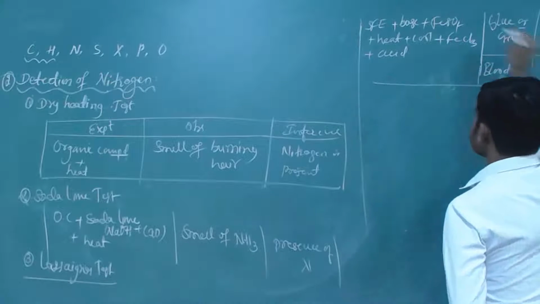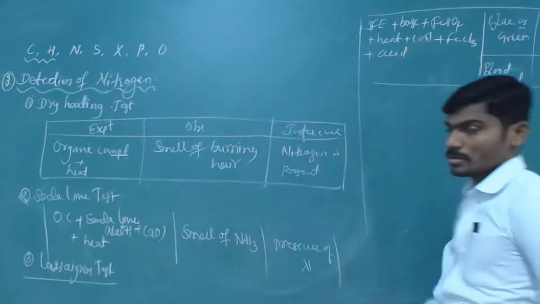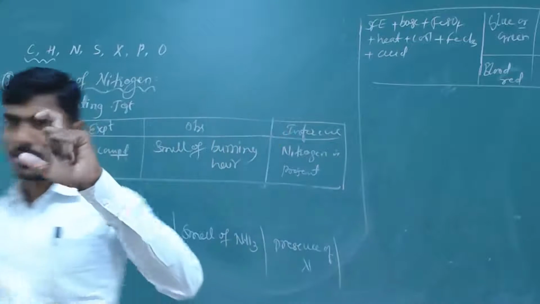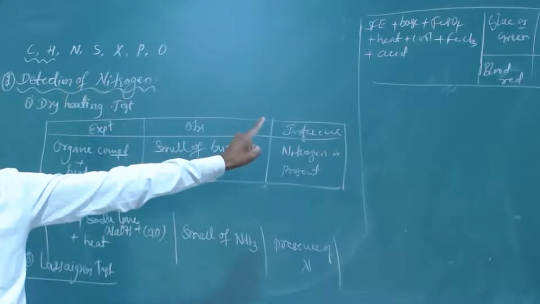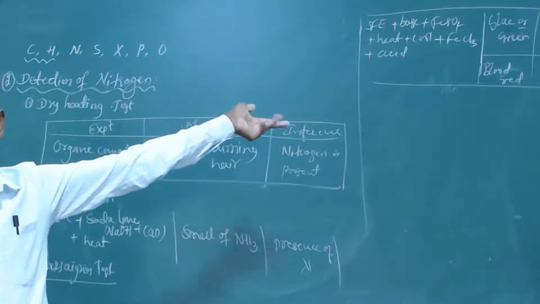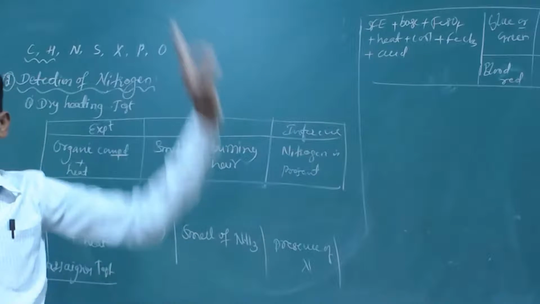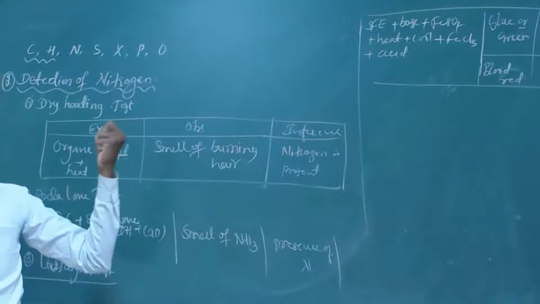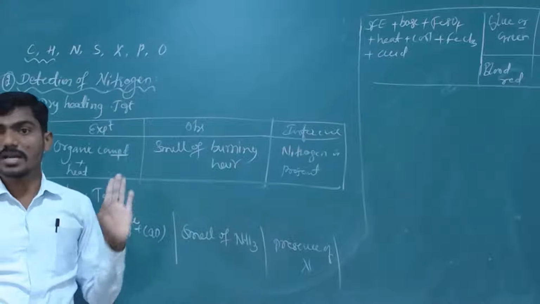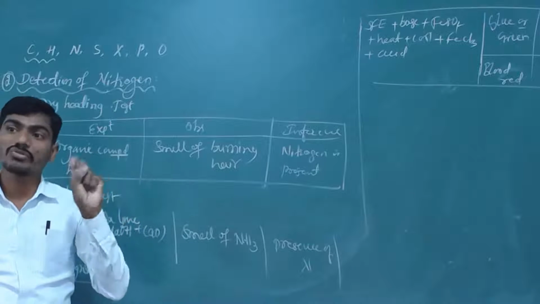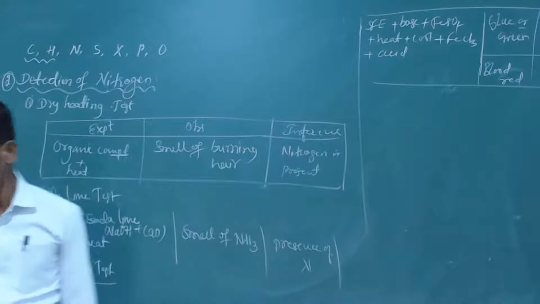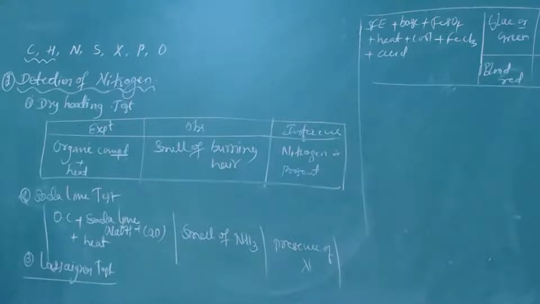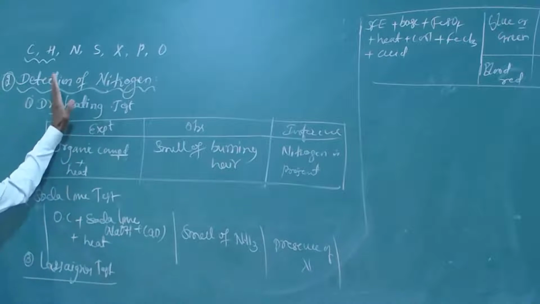Same experiment, two observations. Perform the experiment and check out the results. If you are getting a blue or greenish colored solution, that indicates nitrogen is present. If you are getting a blood red color, then that indicates nitrogen along with sulfur is present in the compound.